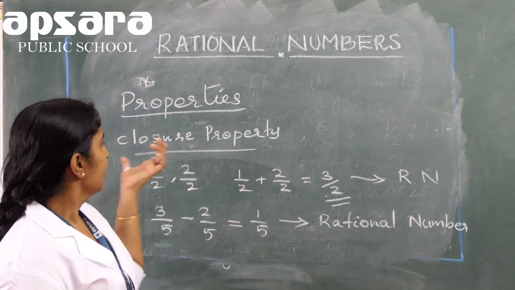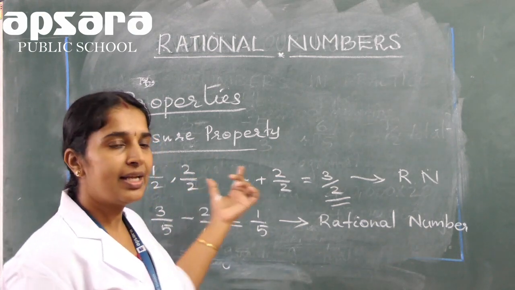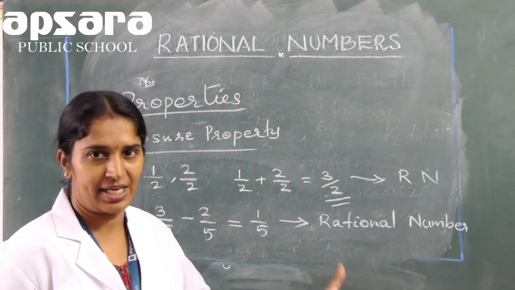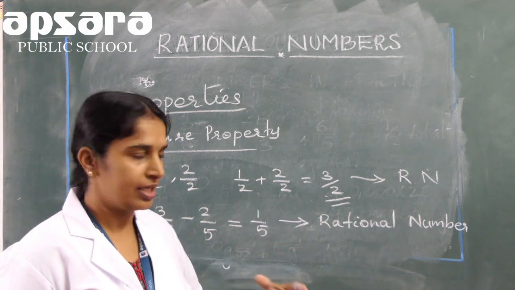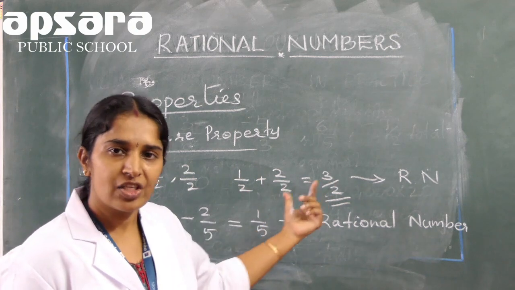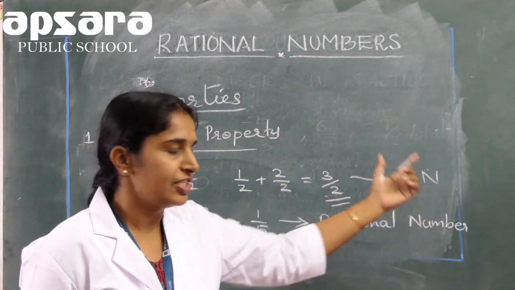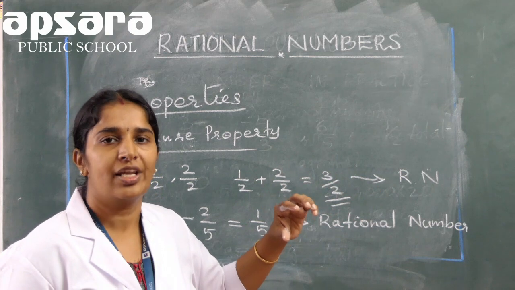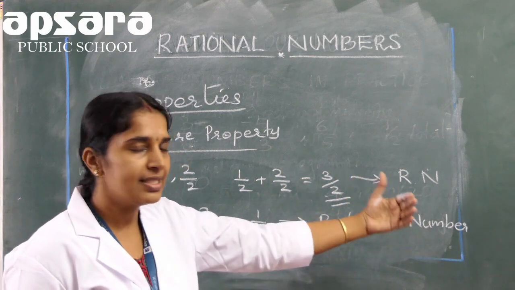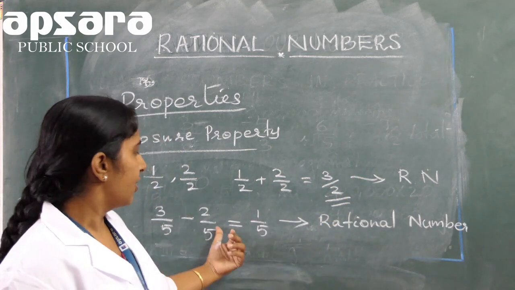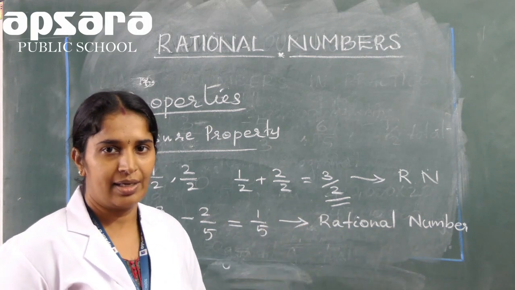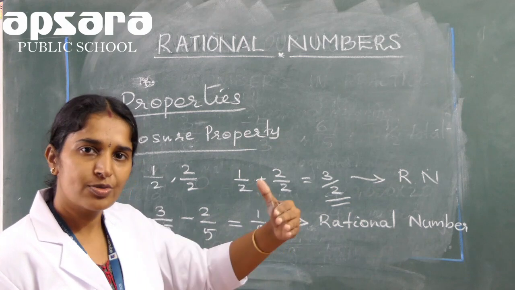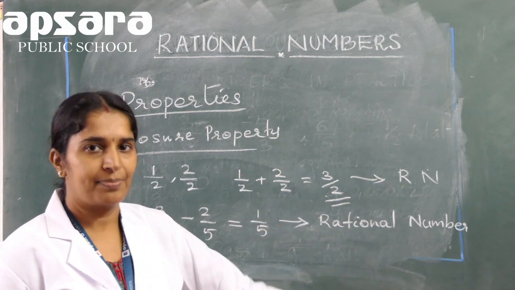That means rational numbers are closed under subtraction. This shows that rational numbers are closed under addition. When you have added two rational numbers, the sum is always a rational number. When you have subtracted also, you got the difference as a rational number. So rational numbers are closed under addition and subtraction.